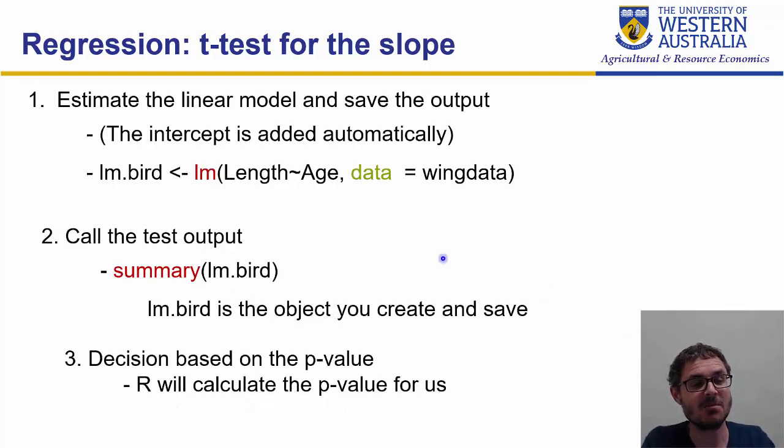So the LM model that we estimate is going to have all of the information that we need to conduct our t-test, our statistical test of whether or not the slope is different from 0. All we need to do is, when we save our output, apply the summary command. So you apply the summary to the object. The object is lmbird. What is lmbird? It is the linear model that I've estimated, which is going to have length explained by age. All right, and then we just draw some inferences.